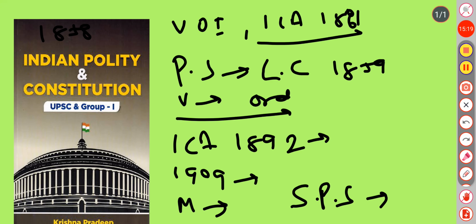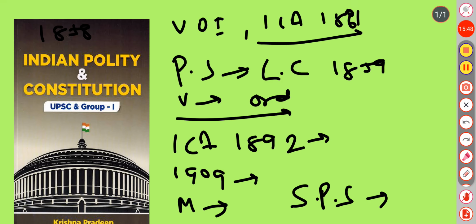So reserve subjects were to be administered by the governor and his executive council. Now the provincial budget was separated from the central budget, and the provincial legislature was empowered to present its own budget and levy its own taxes relating to the provincial source of revenue.